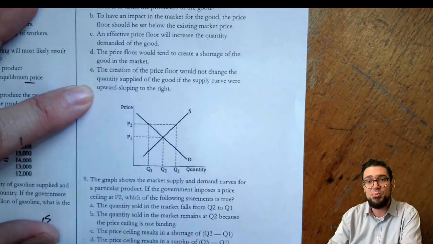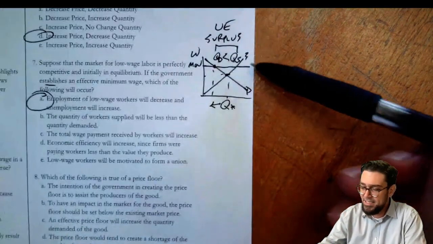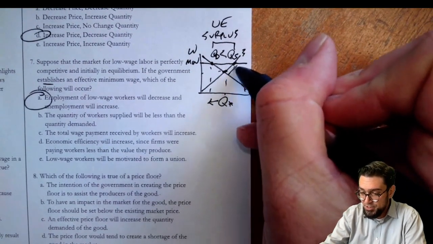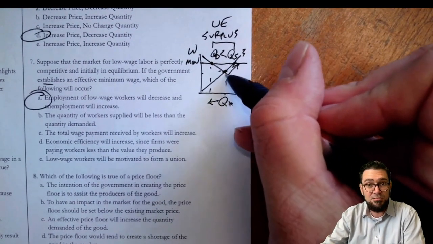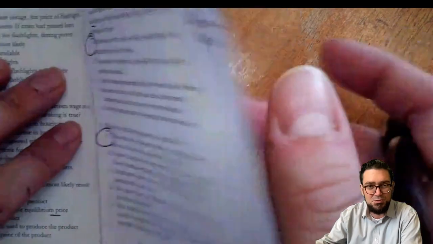And E, the creation of the price floor would not change the quantity supplied of the good if the supply curve were upward sloping to the right. That's just not true either. It obviously creates more quantity supplied because you're moving up the price level as you move from here to here. So we're going to go with A. The intention is to help the producers, which is what we thought all along.